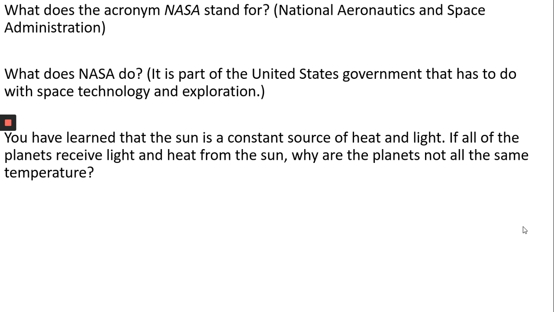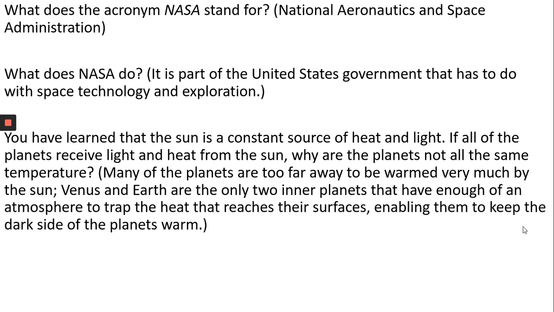We also learned the sun is the constant source of heat and light. All of the planets get their heat and light from the sun in our solar system. Some planets are too far away to get a lot of the heat, though.